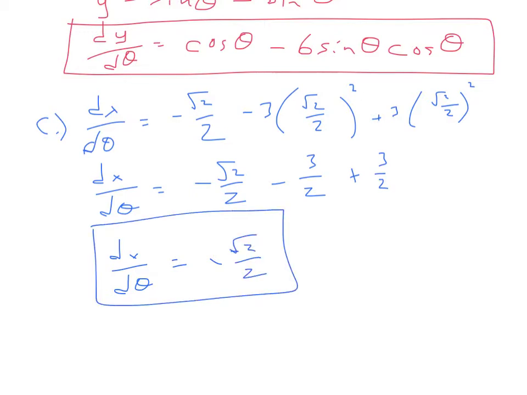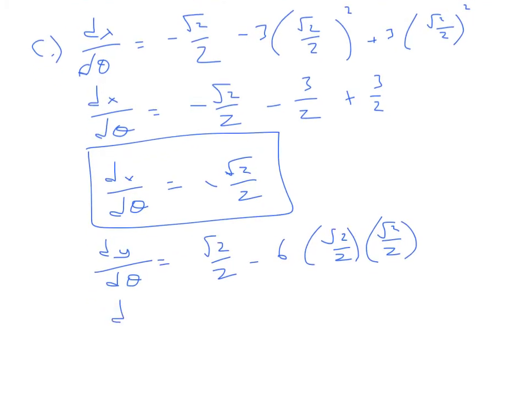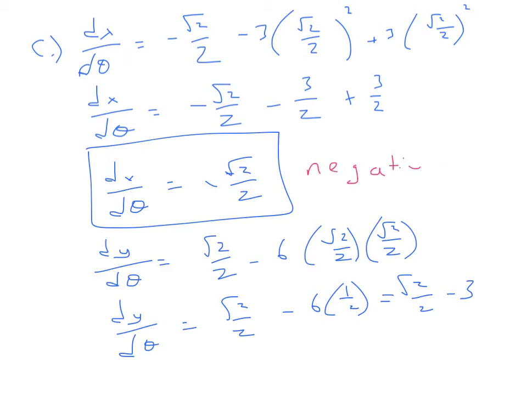We now do the same thing for dy d theta. dy d theta will be square root of 2 over 2 minus 6 times root 2 over 2, and there's going to be 2 of those effectively. So if I continue simplifying this, dy d theta will be root 2 over 2 minus 6 times 1/2. So that's root 2 over 2 minus 3. And what's important about both of these is that this is clearly negative, and this is also pretty clearly negative.